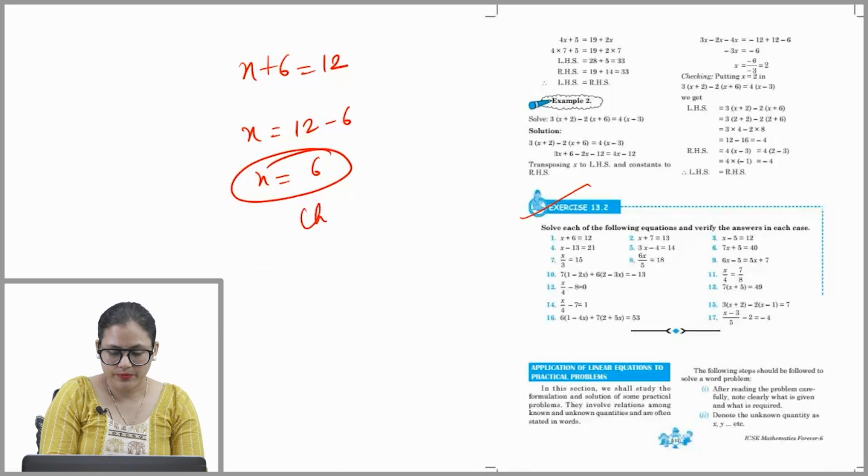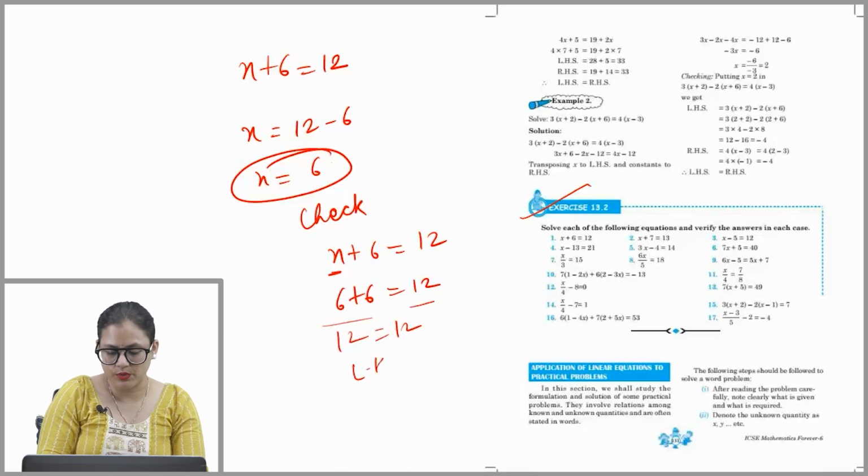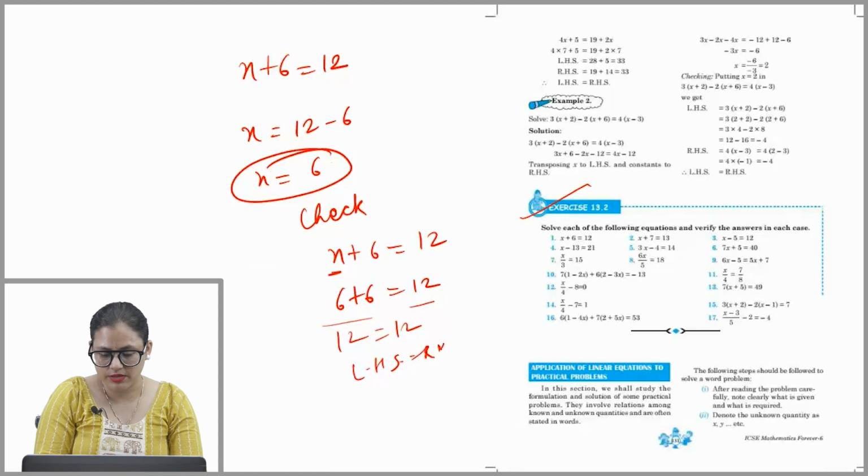Now check. x plus 6 is equal to 12. We will put the value of x here, that is 6 plus 6 is equal to 12. So both sides are equal, 12 is equal to 12. That means our answer is correct.